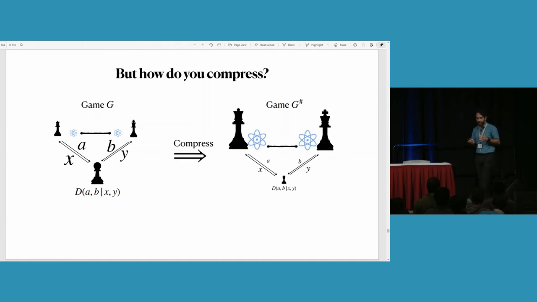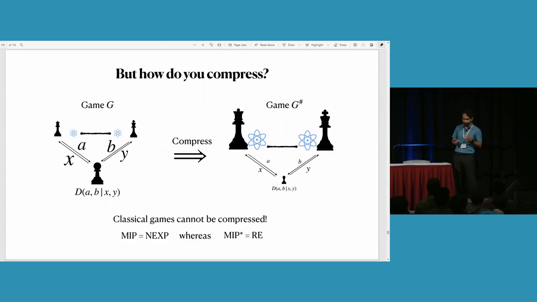Because in a classical game, what I mean by that is that the players are classical. When that's the case, then the dimension of the Hilbert spaces is just 1, so we don't have the room for growth that we need for compression to work. That is the reason why the class MIP equals NEXP, whereas MIP* shoots all the way to RE.